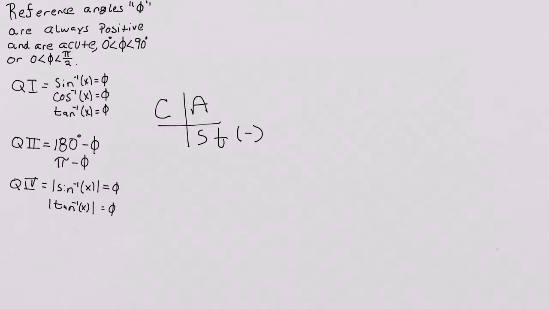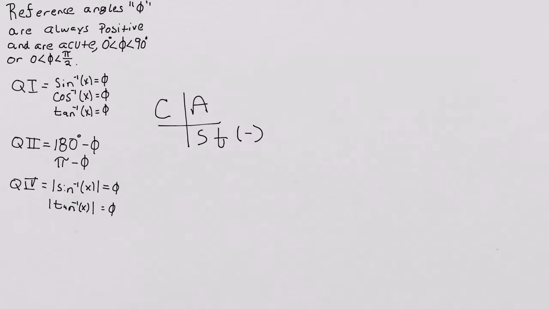And this is going to happen with cosine. Cosine is the only one in quadrant 2. When you take arc cosine and your angle is greater than 90 degrees or greater than pi over 2, you're going to have to take pi, or 180 degrees, and subtract the angle that you actually get. I'll work an example here in a second.